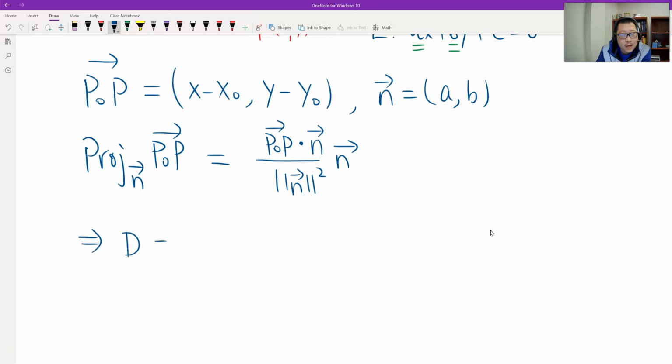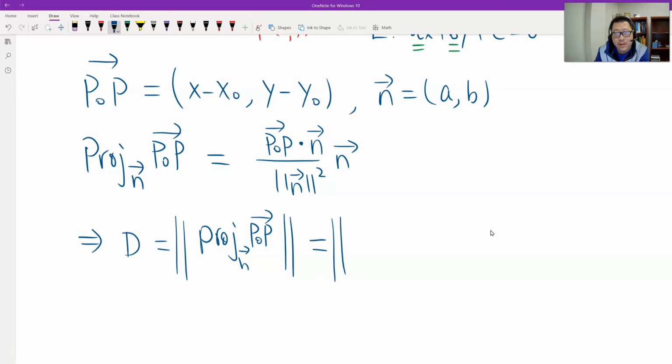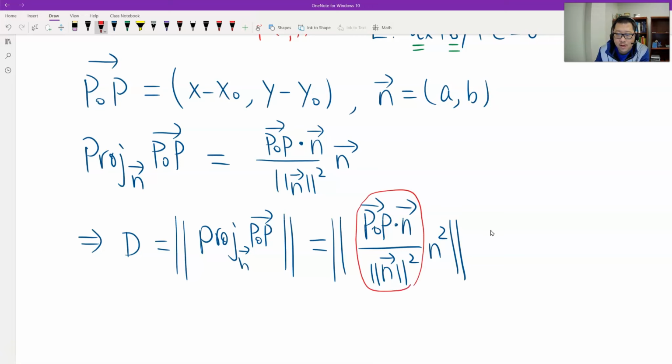So I directly get the distance d should be the norm of the projection of p0 to p onto n, right? Okay, so therefore it is this. Let me put the formula here. This is just a number, don't worry. This is the vector. Okay, so all this term is a scalar number.